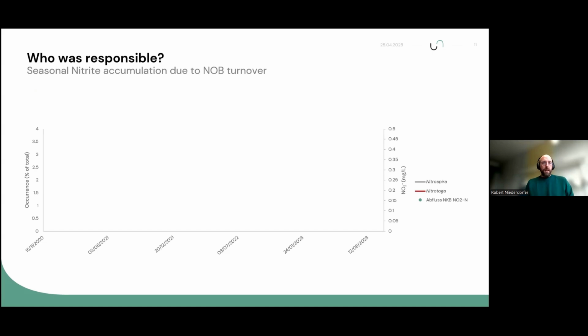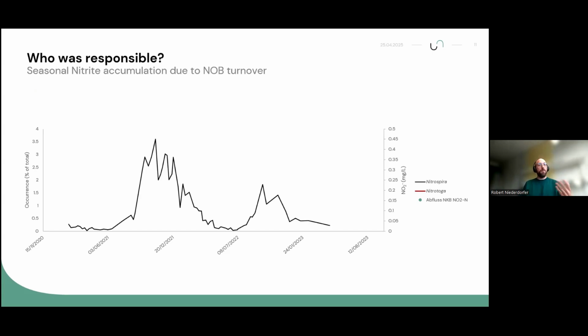Here we see another time series of NOBs over time. So here we have a very common genus that does the nitrite oxidation called Nitrospira, in black. And on the first axis, you have the occurrence in percent, the time, and here you have the nitrite. And this is another genus of NOBs, which is called Nitrotoga. And as you see, they don't co-occur very well together. So either this one is dominant or this one is dominant.